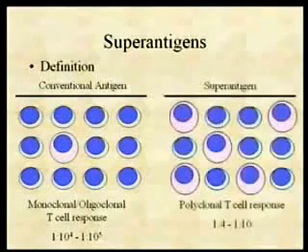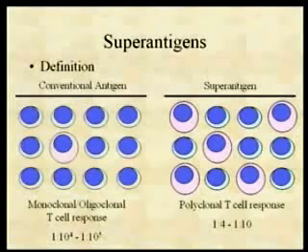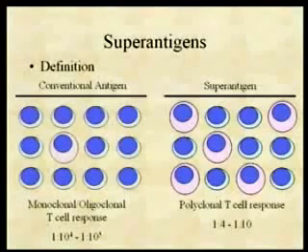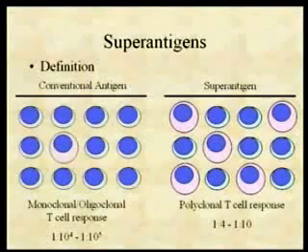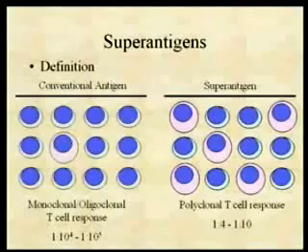In the case of superantigens, these are antigens that are capable of activating a large population of the T cells. It may be as high as 1 out of 4 or 1 out of 10 T cells that actually get activated by the superantigen. So a superantigen is one that is capable of polyclonally activating a lot of T cells, unlike most conventional antigens. So that's what a superantigen is.